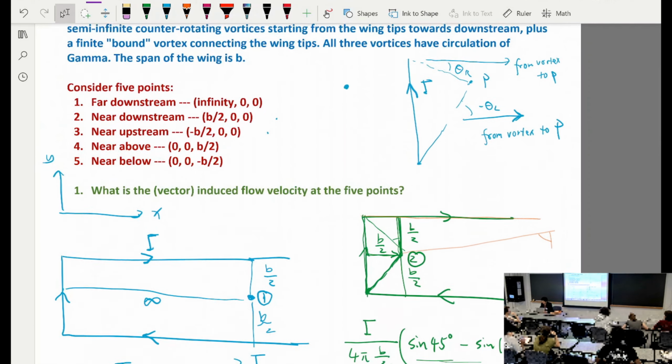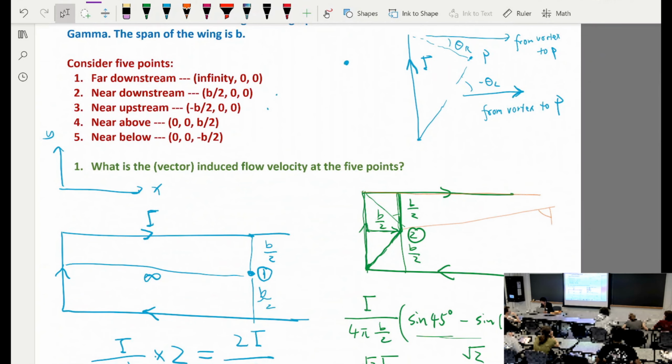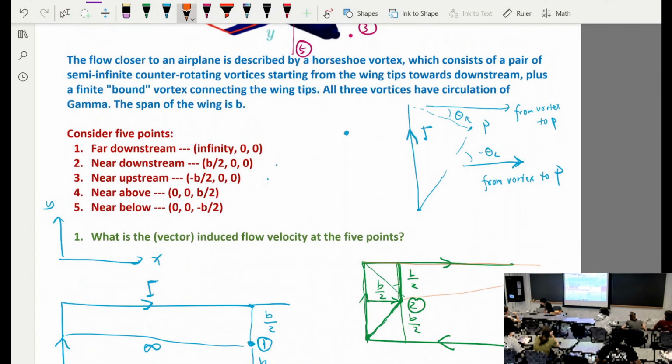So in this case, I think the L and R would be opposite. So this would be theta R, theta L, and the angle between this and this would be minus theta R. Right? So theta L would be almost 90 degrees. Theta R would be minus 45 degrees.